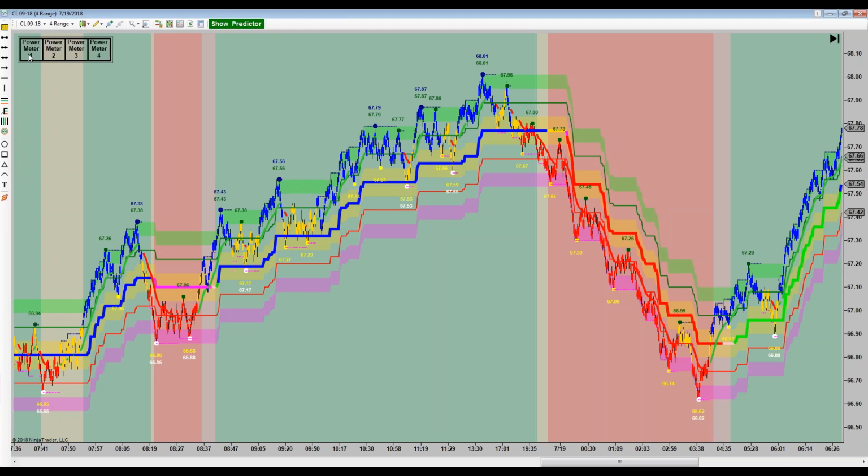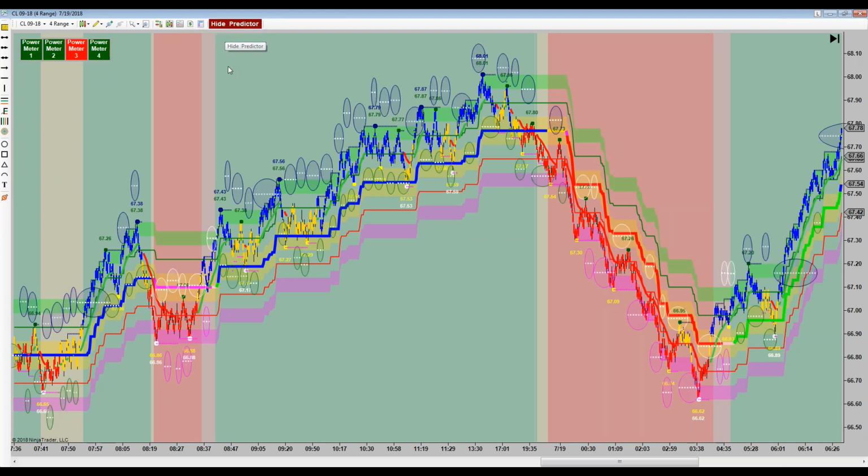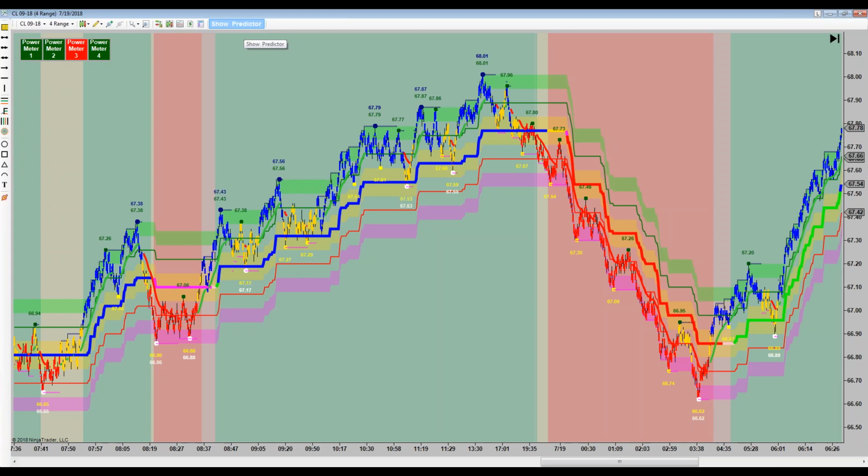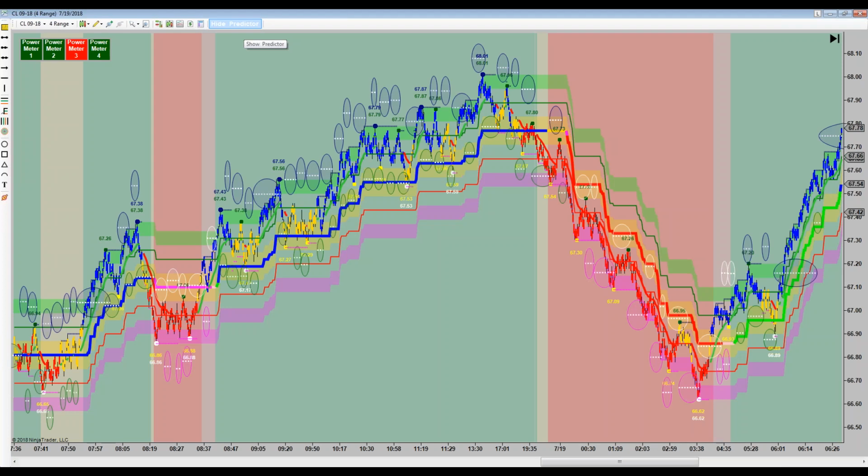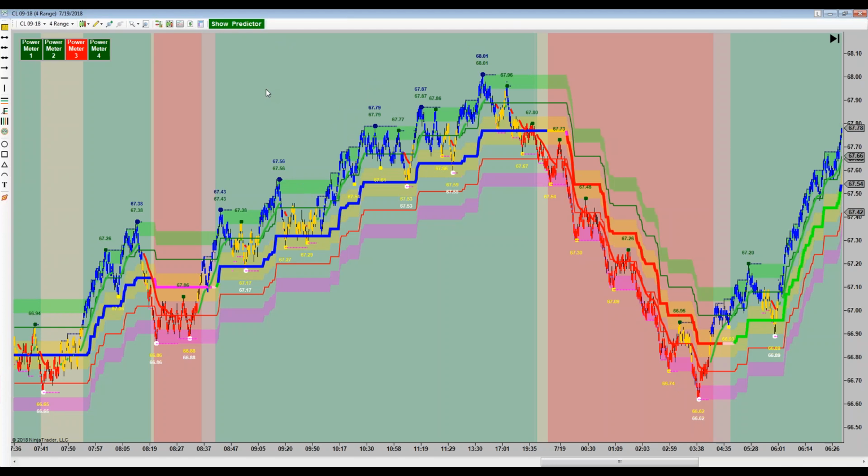The other things on here, of course, are the power meters. These are the 4 trends on the chart at any given time. And then we have this notion of predictors, which are real-time swing levels in real time, so you can toggle those on and off like so. So that's the basics of it.